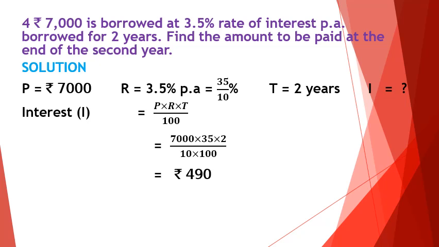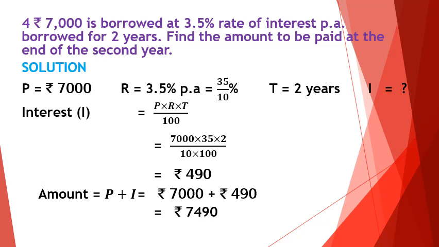But what are they asking us to find out? The amount to be paid. So what is the formula of amount? Principal plus interest. So you substitute the value. Principal is 7,000. Interest, now I found, is rupees 490. So 7,000 plus 490 gives rupees 7,490.